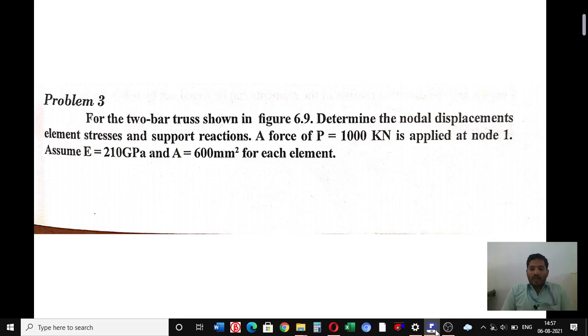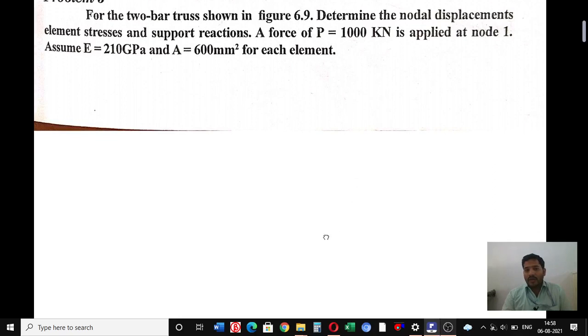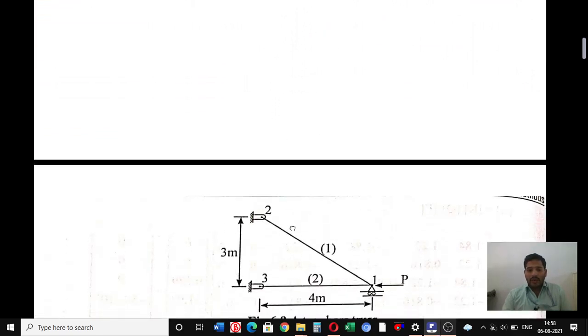A load P of 1000 kilonewton is applied. Where is it applied? At node 1. Assume the modulus of elasticity, or Young's modulus, is given as 210 gigapascal. How much is given? 210 gigapascal. And the area for each element is given as 600 mm square. How much area is given here? 600 mm square. Let us see this figure.